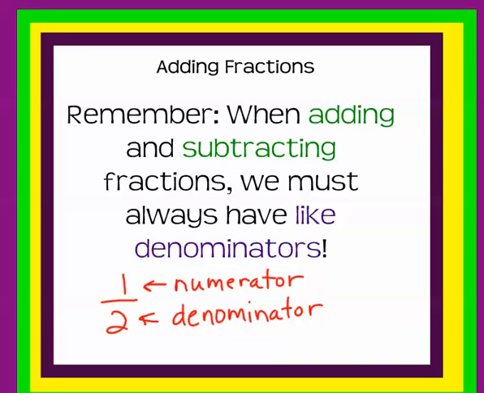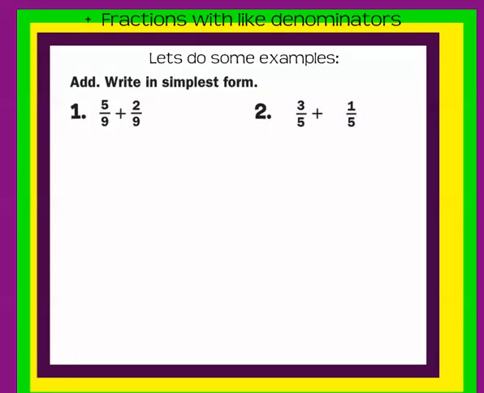The top number is our numerator, and that simply tells us how many pieces we are dealing with in that particular situation. So we're just going to jump in and do some examples with adding fractions. We'll start with addition puzzles that have common denominators. So in problem number 1, you see that we have denominators of 9 on both fractions. So when this is our case, we simply need to add the numerators.